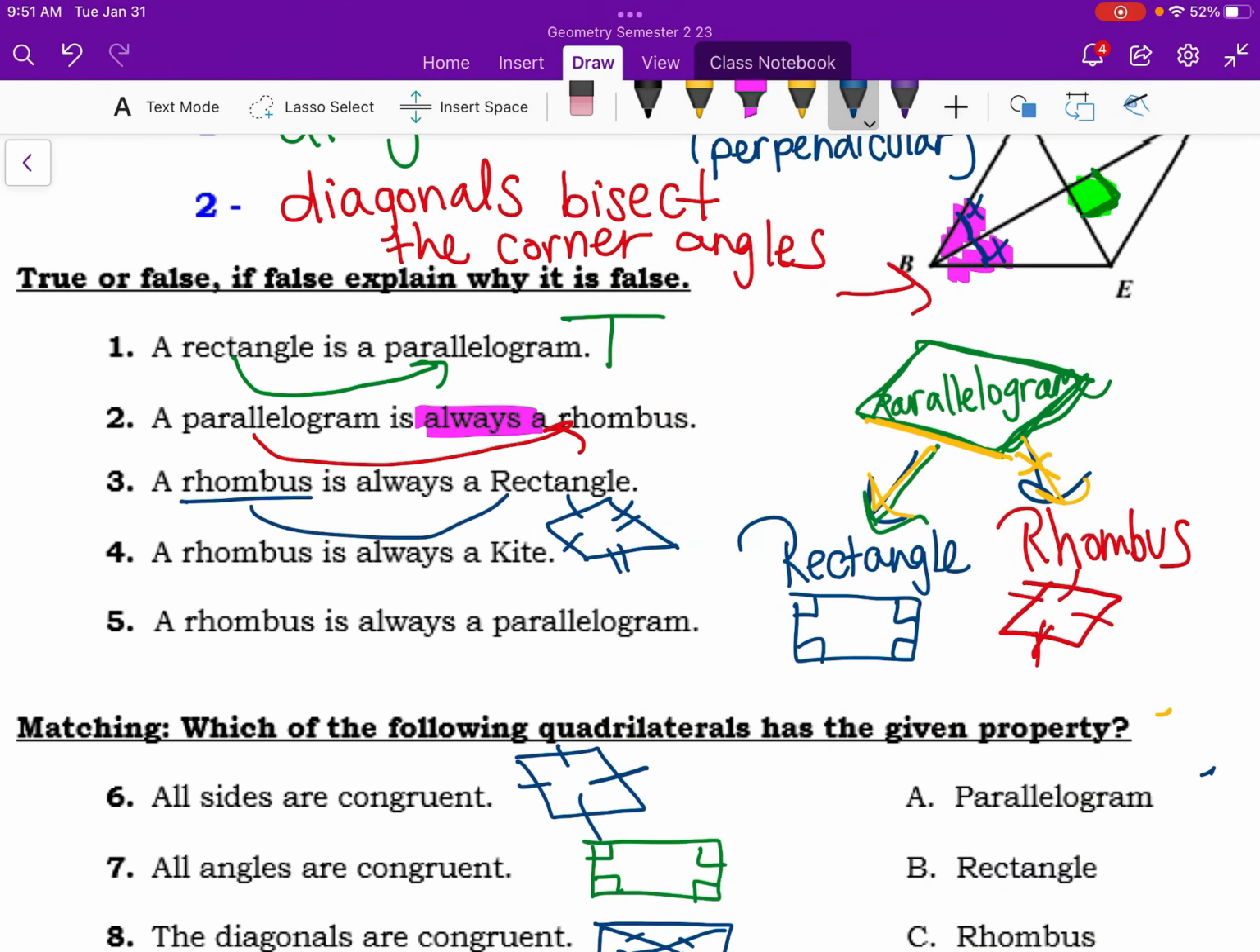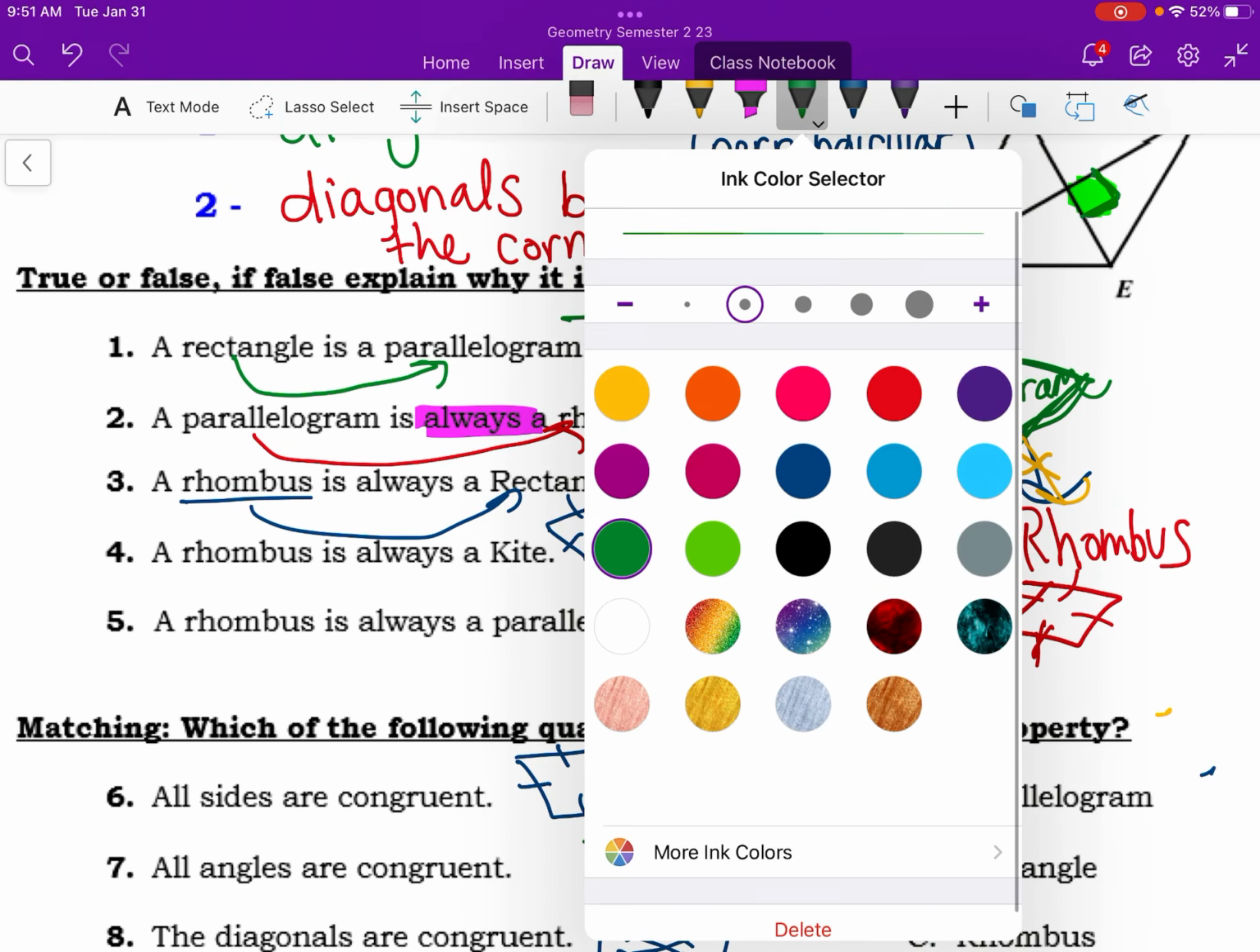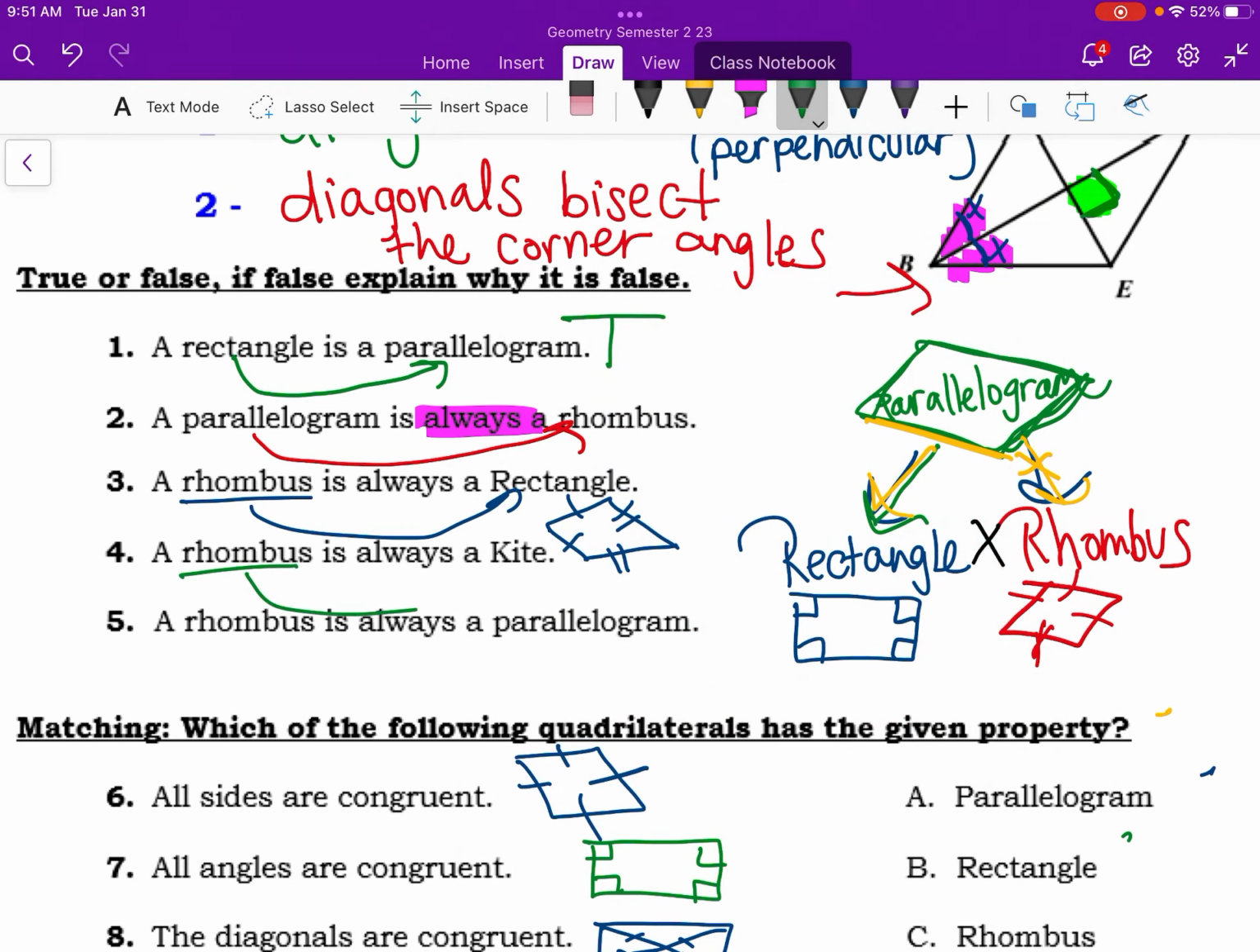Is a rhombus always a rectangle? No, they are not the same. They are siblings. They are not the same. It's like my sister and I. We are not the same. Is a rhombus always a kite? Nope, a kite and a rhombus are never the same. Is a rhombus always a parallelogram? Let's think about this. A rhombus came from a parallelogram, so that is true. So we have true, false, and true.